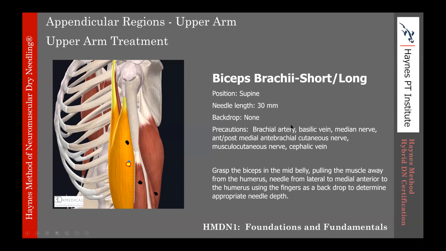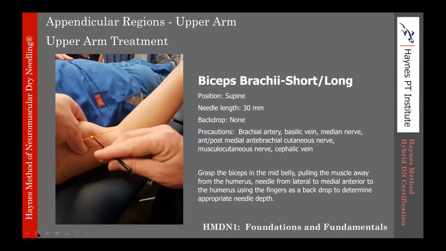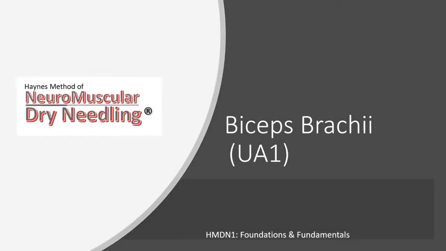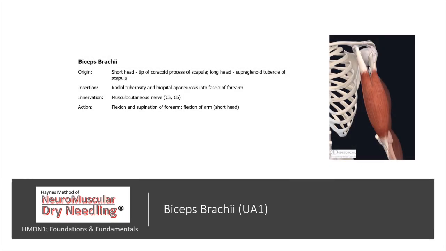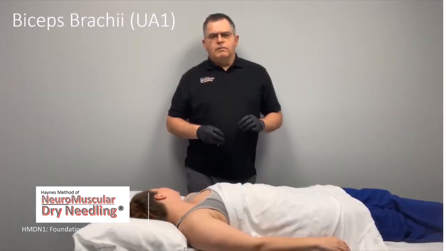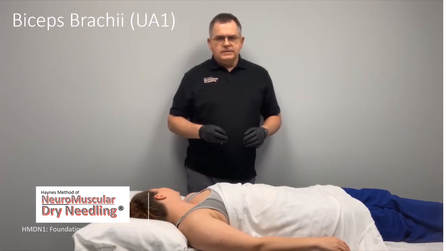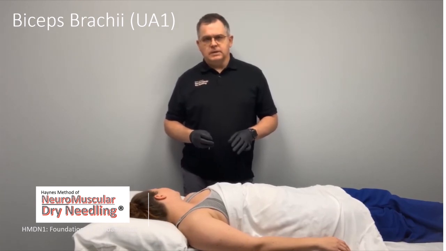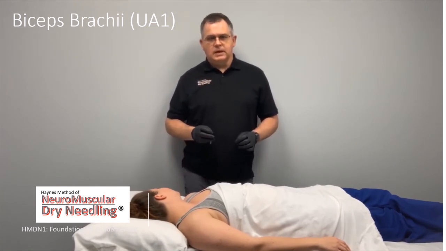Okay. So biceps brachii, short and long head. We're going to treat these as a single unit at this point, and we'll do that in this area here. Again, patient's still going to be supine. For the biceps brachii, the short and long heads, patient again is going to be in the supine position. Needle length will be approximately 30 millimeters. There's not going to be a backdrop in this technique.